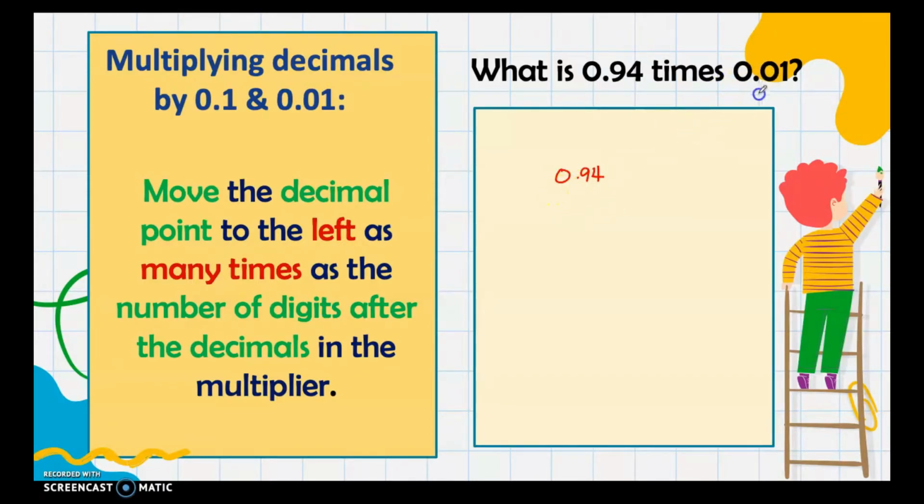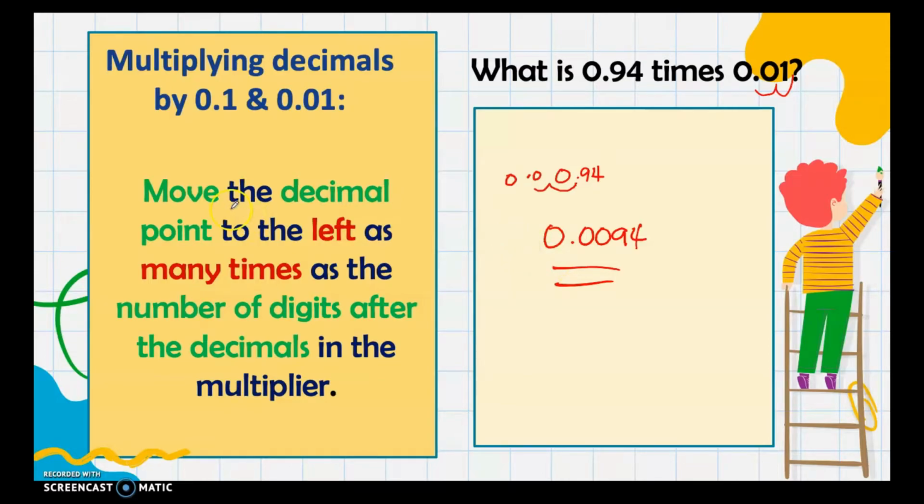So we have here 1, 2. We have 2 decimal places. From here, the decimal point of this 0.94, we also move 2 places, 1, 2. Then our decimal point is here, and our answer, what is 0.94 times 0.01? The answer is 0.0094. Okay, so we already multiplied it without multiplying it manually.